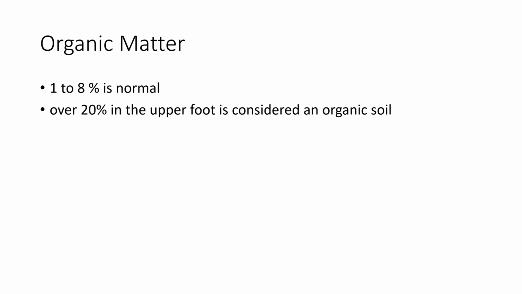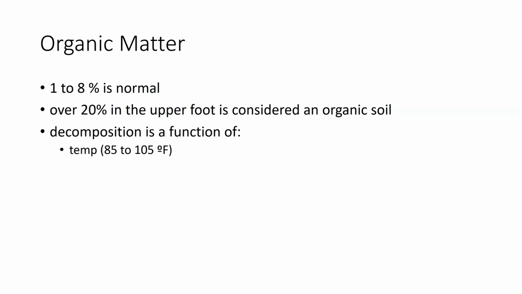1 to 8% organic matter is normal. If you have 20% organic matter in the upper foot, it is considered to be an organic soil. Organic soils tend to be very rich soils. When you do organic farming, they often try to get the organic matter up considerably. This allows plants to get good nutrient uptake. It's a constant addition of organic matter that needs to be done here.